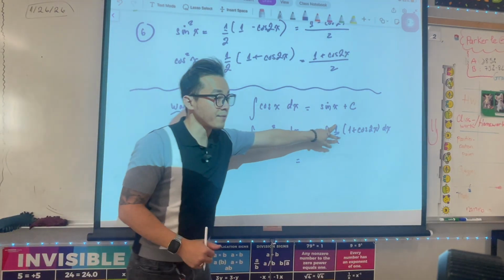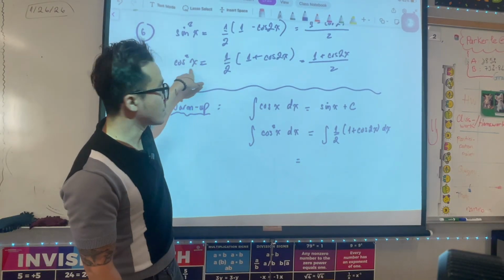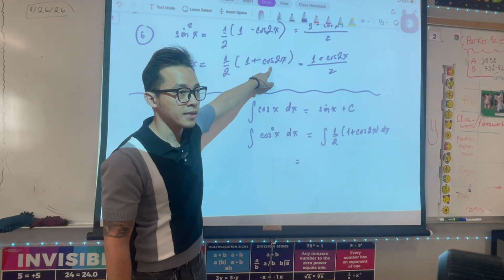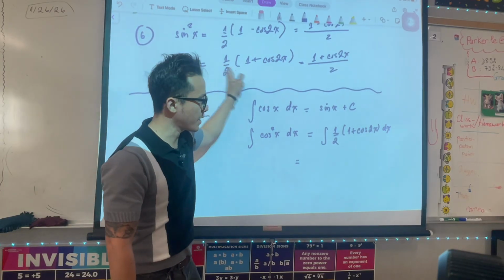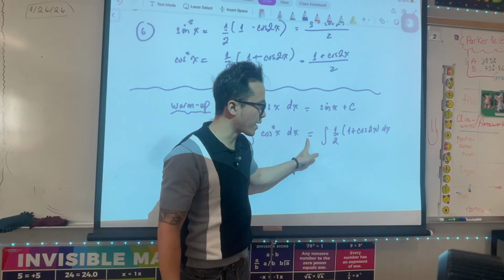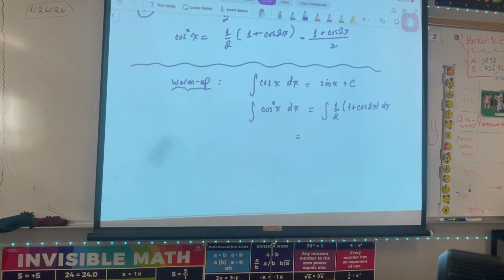So you're going to bring the 1/2 outside. Usually when you see that formula here, right? 1/2 times 1 plus cosine 2x, right? You see, it's just a formula, okay? Now the 1/2, you can take out the 1/2 or you can distribute, either way. I'm going to put the 1/2 to the front and then 1 plus cosine 2x dx.